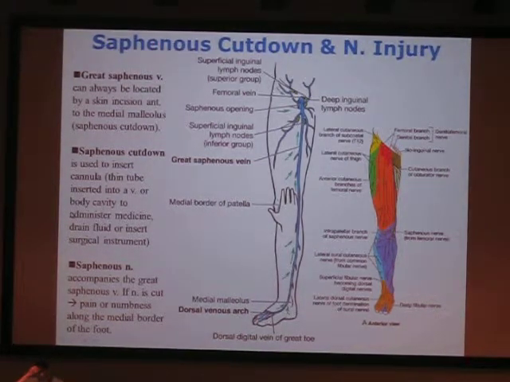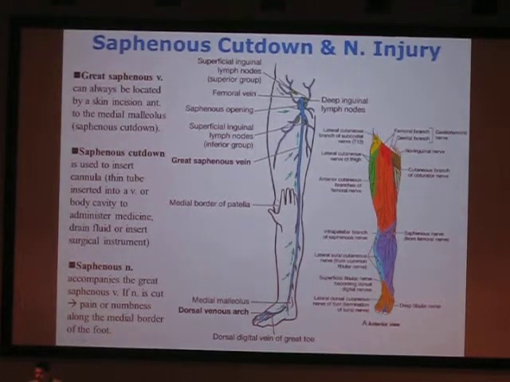So the saphenous nerve accompanies this great saphenous vein, and if you cut incorrectly, you can sever this saphenous nerve, which is shown right here, and follows this saphenous vein down. And if you sever this nerve, you're going to have some pain or numbness along the medial border of the foot. And so that's looking at this side here.